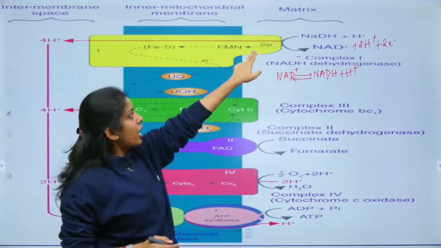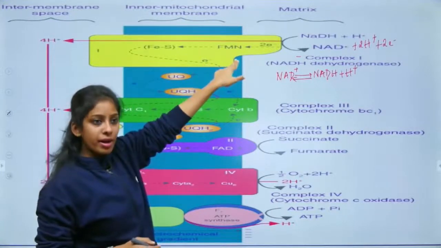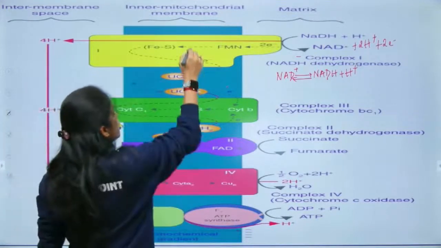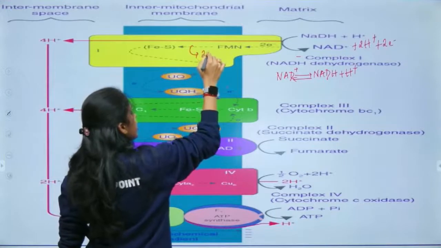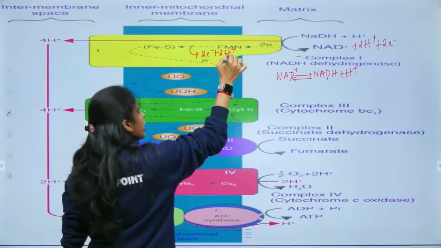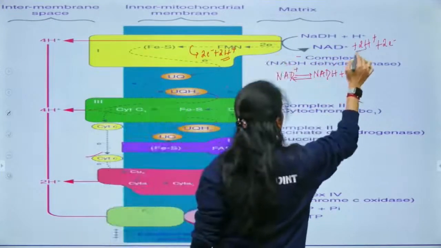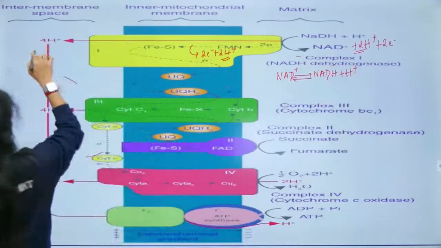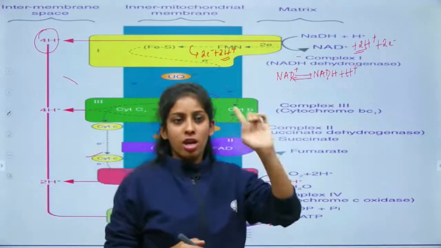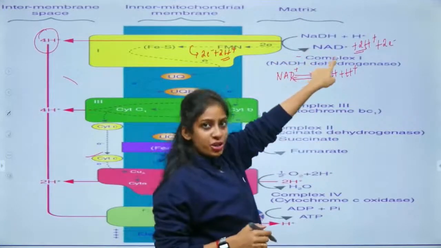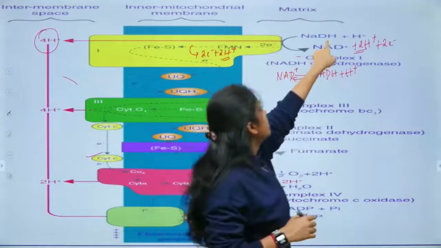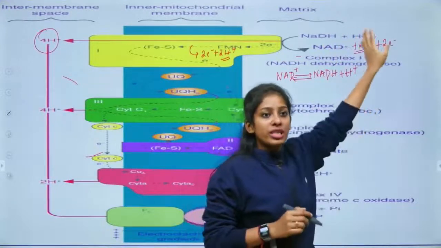These 2 electrons now combine with FMN. This FMN now combines with FeS. When it combines with FeS, it releases 2 more electrons and 2 more protons. So totally I have 2H plus here and 2H plus here. Both the H plus come to the intermembrane space. So totally I have 4H plus. Pay attention, NADH is getting converted into NAD plus 2H plus, along with the release of electrons.